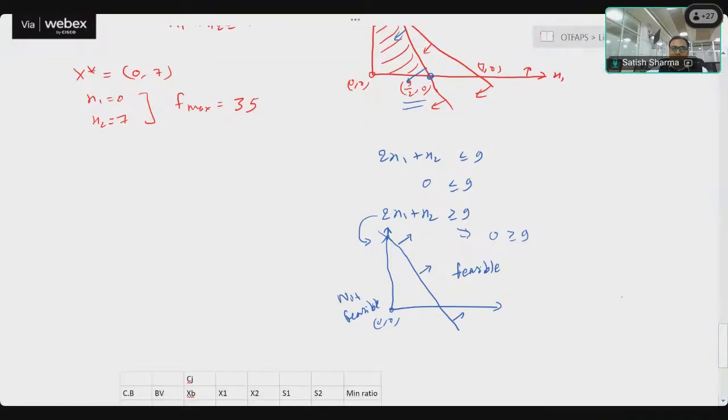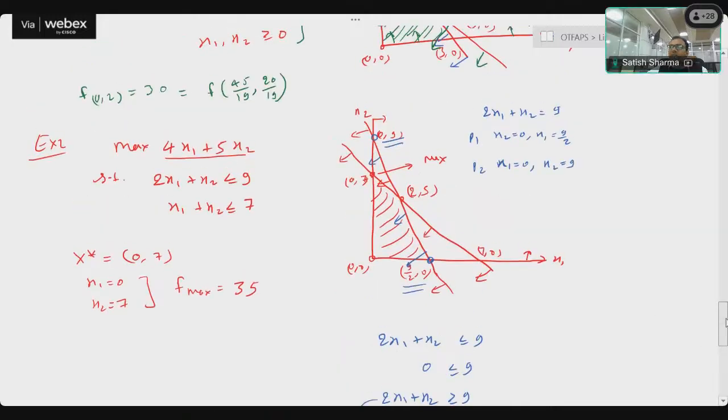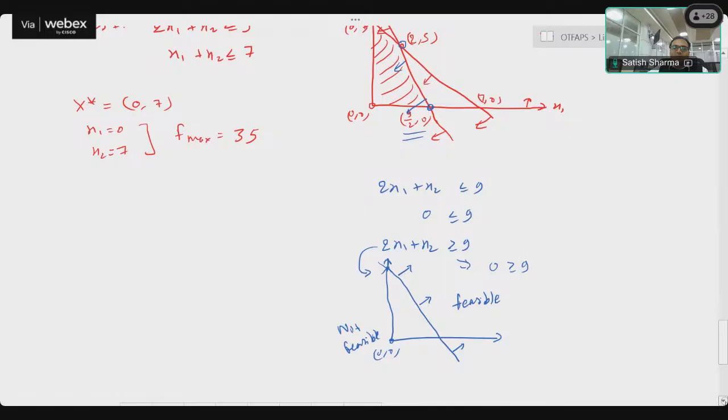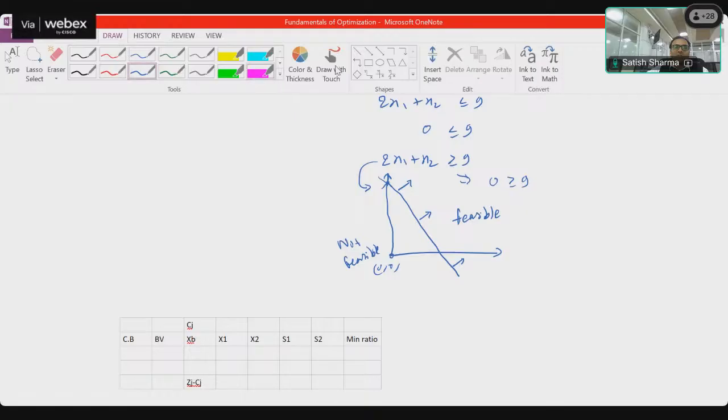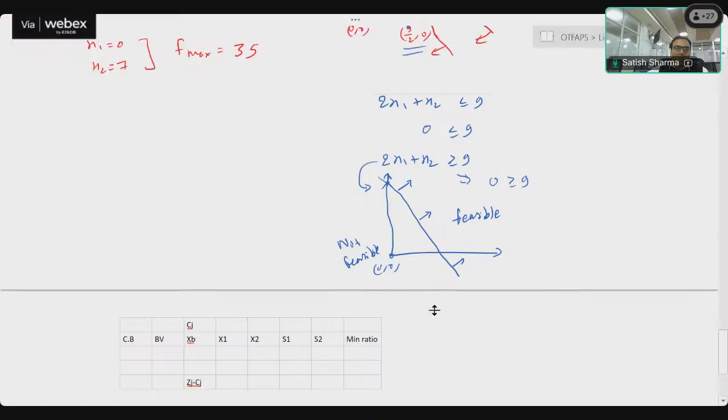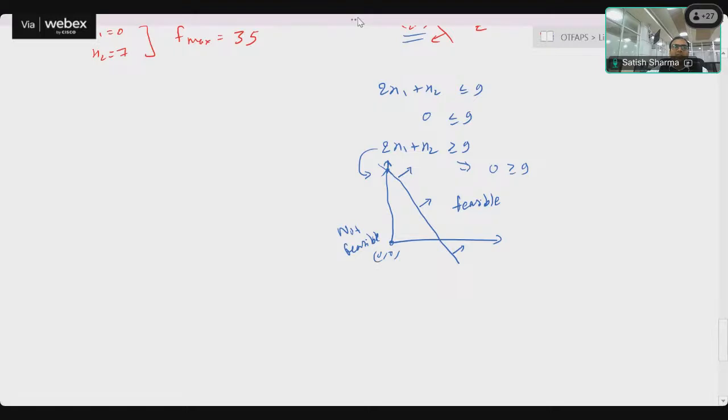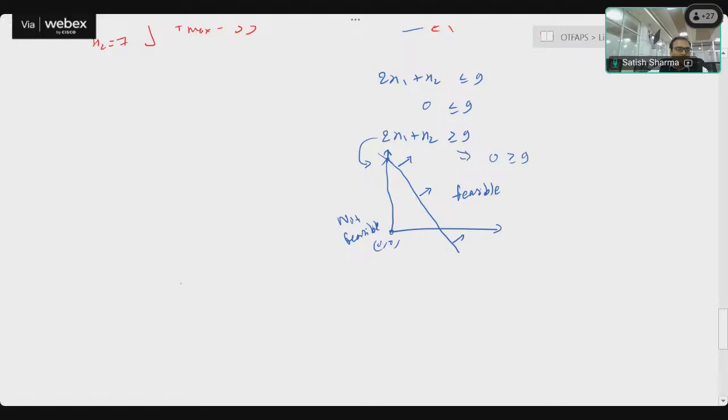Okay, let me maximize it. Similarly, we have drawn the other line and the point of intersection. If we solve these two equations together, we will get 2 comma 5, and this is one solution for the maximum. Now, why are we talking about these parts? I wanted to show you that a linear problem can have certain types of solutions, or a certain number of solutions, depending upon the nature of the problem.